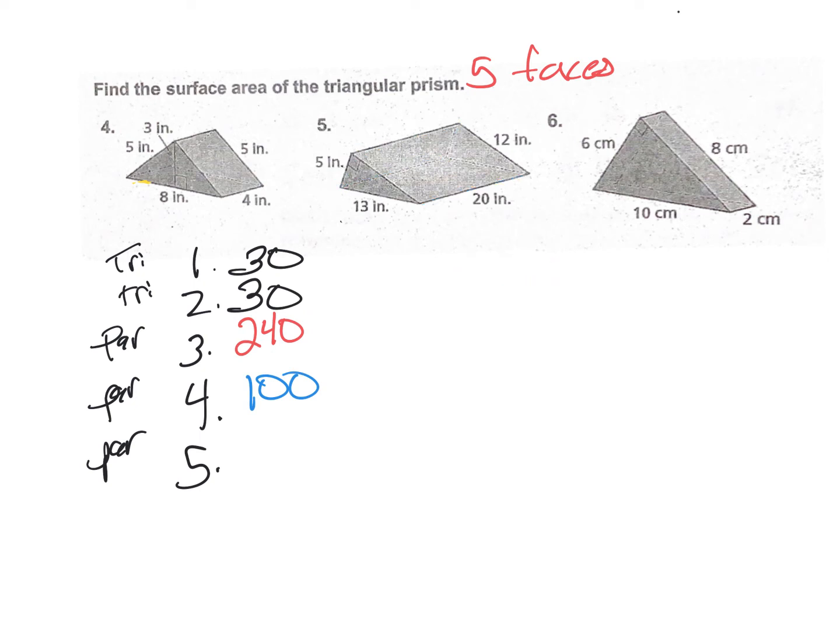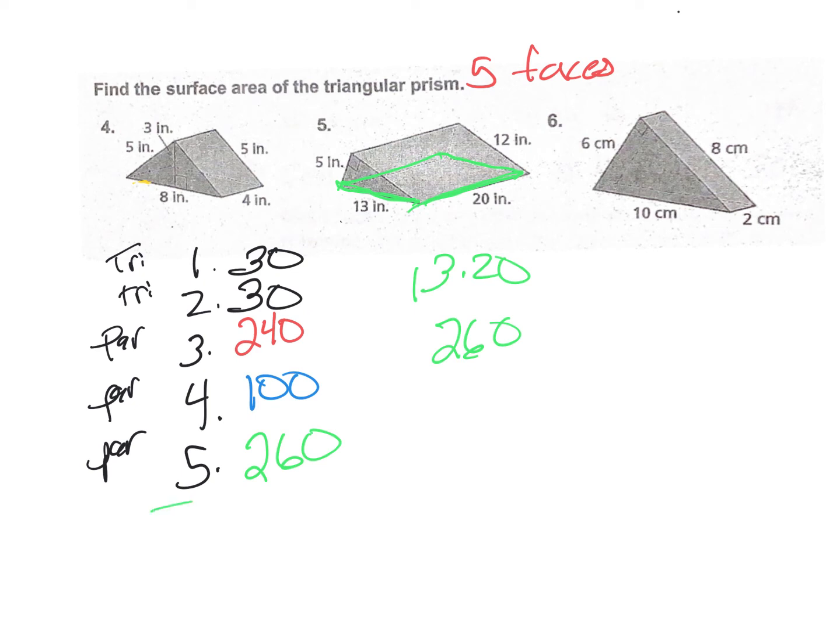Now, all I have left is the bottom. And I'll do that one in green. So the bottom would be this, this, this, this. And it looks like it's a 13 by 20. 13 times 20. And when you do a 13 times 20, you're going to get 260.